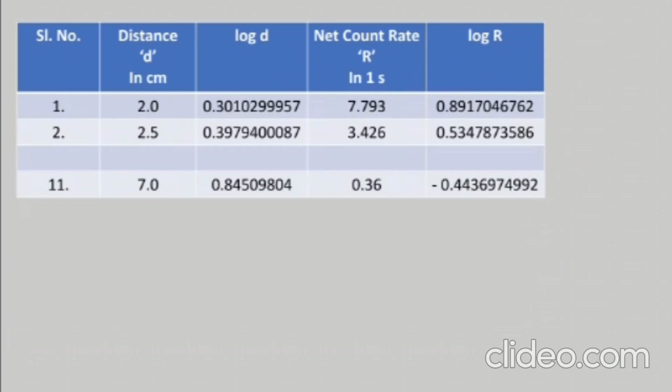The next table is of, from the previous table, you have to take distance D and the net count rate R. You have to write them, and then you have to tabulate or calculate log of D and log of R. Similarly, for all the 11 trials, you have to calculate log of the distance and log of the net count rate and tabulate them in this way.